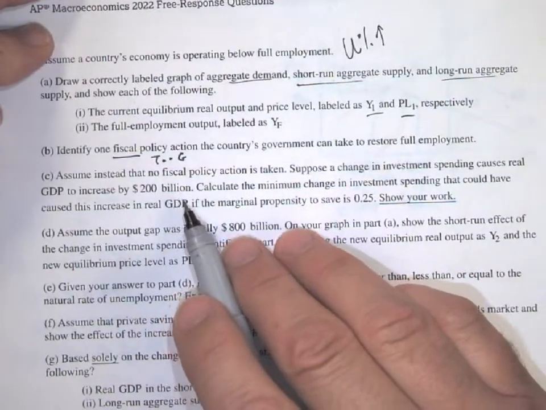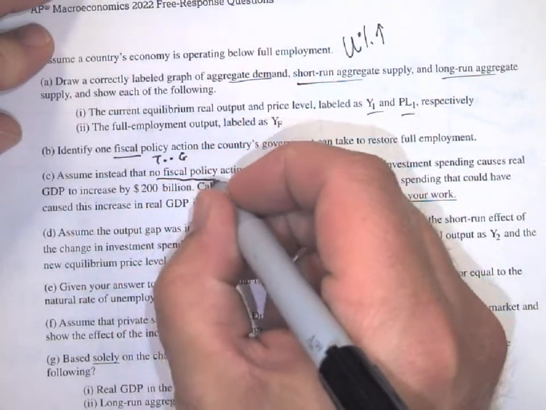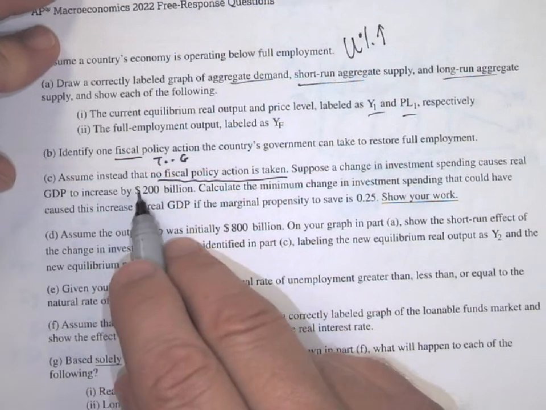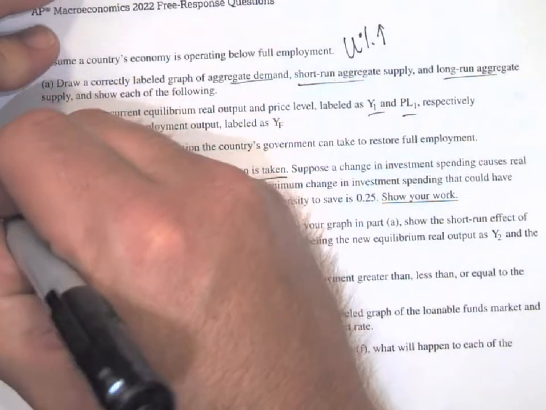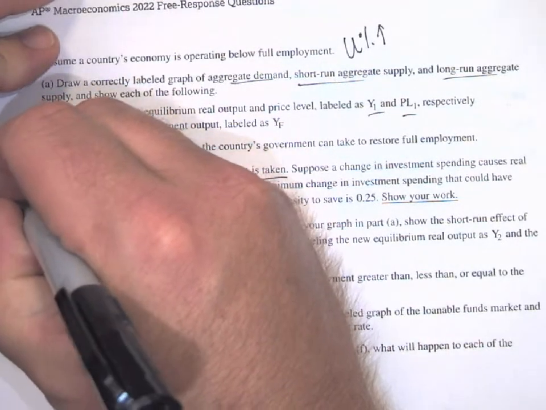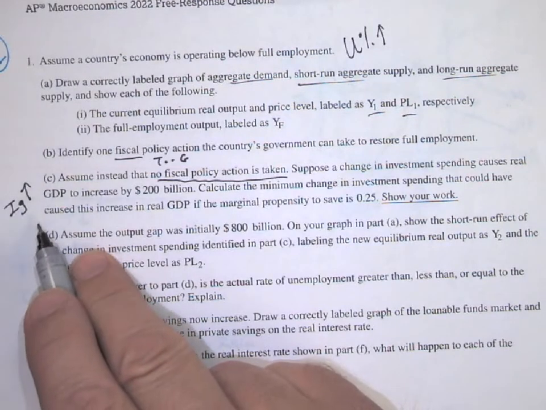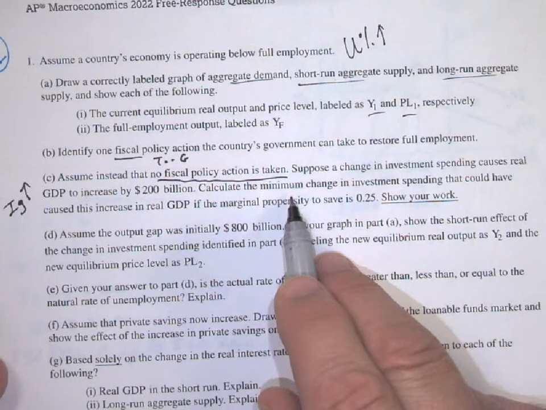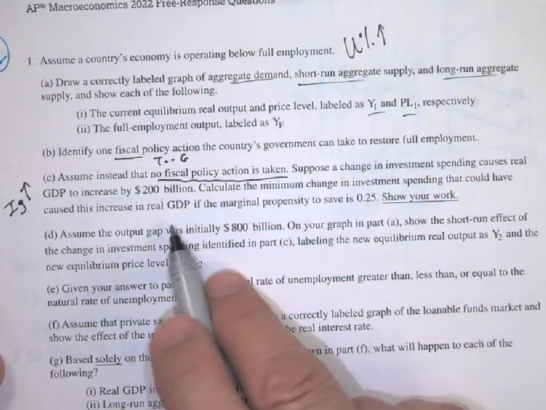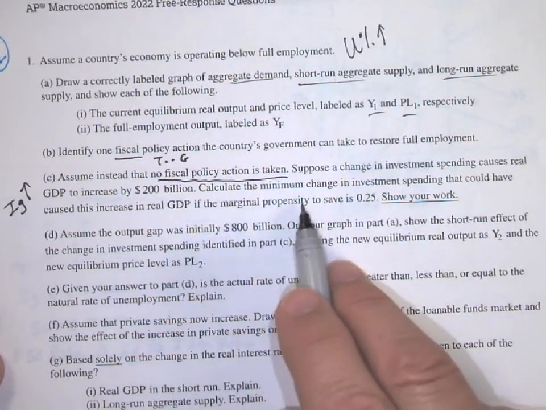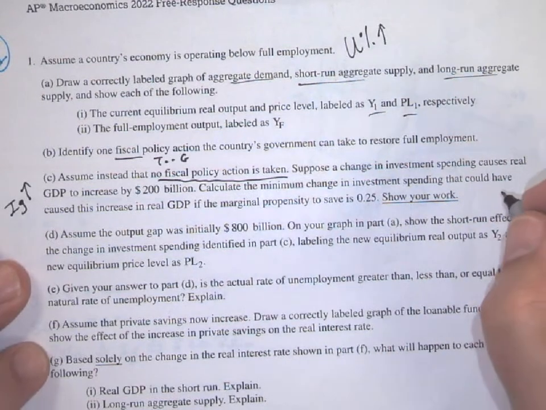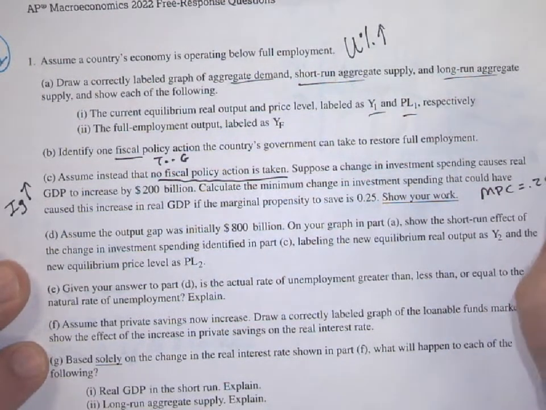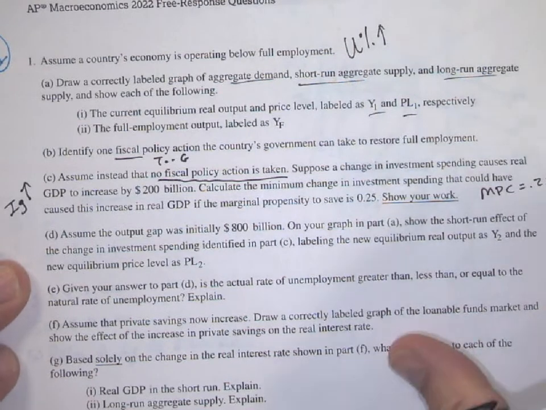So part C, assume that no fiscal policy action is taken. Suppose there's a change in investment that causes GDP to go up by $200 billion. So investment is going up. So know that's part of Sig X, and that aggregate demand is going to go up at some point. Okay, so calculate the change in investment spending that could have caused this increase in real GDP if MPC is 0.25. Show your work.